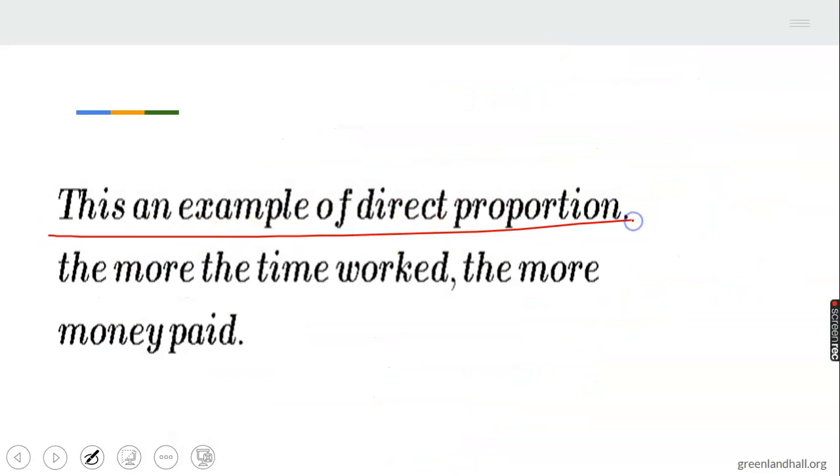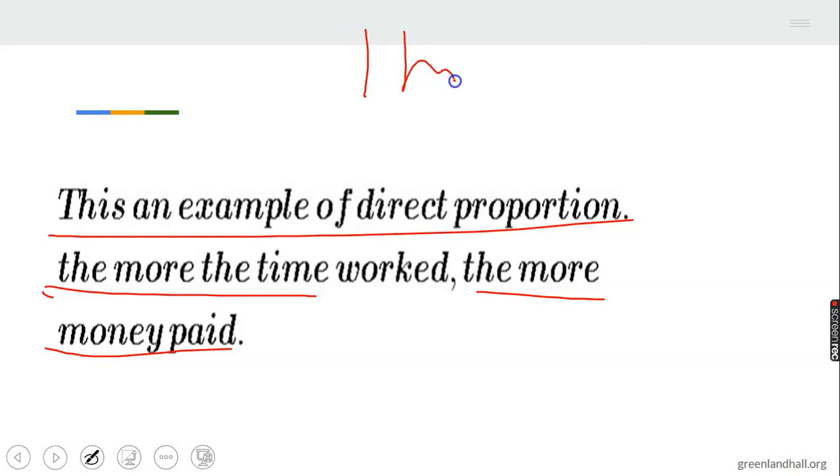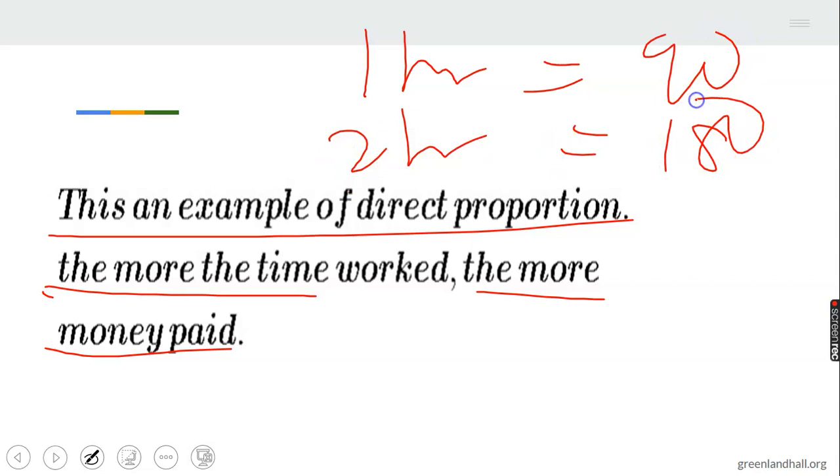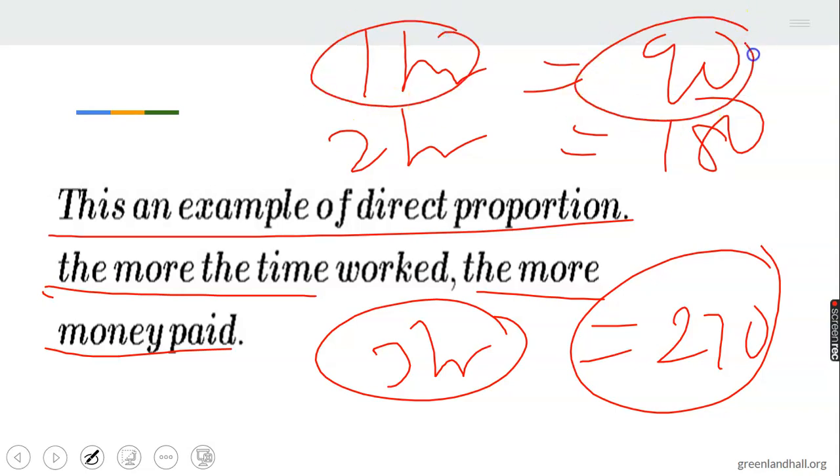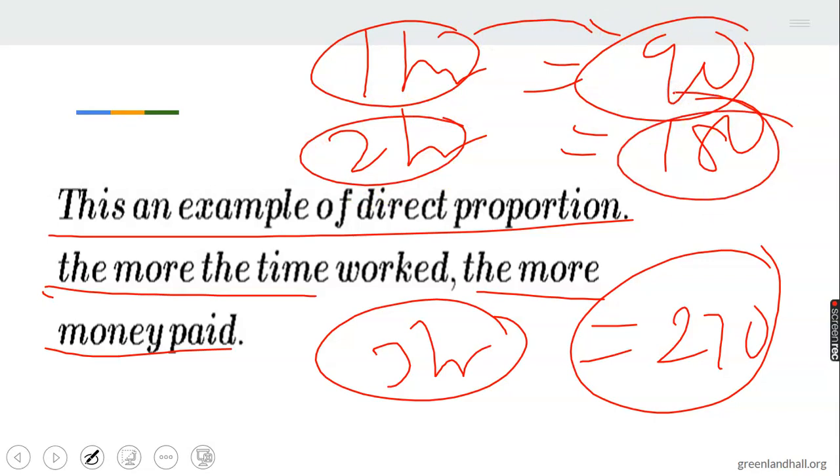Now this is an example of direct proportion. The more the time worked, the more the pay. If you work for 1 hour he gets 90 naira, 2 hours gets 180, 3 hours 270. The more the time, the more the money being paid. You can see it is direct. When one increases, the other also increases. That's what we mean by direct proportion. The more the time worked, the more money paid.